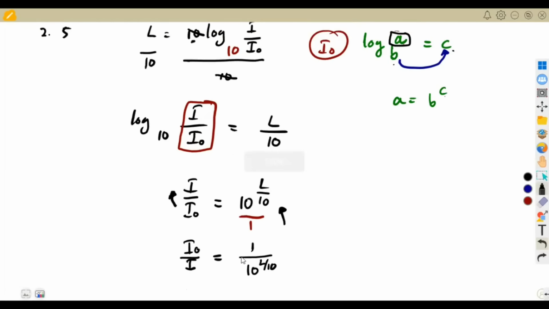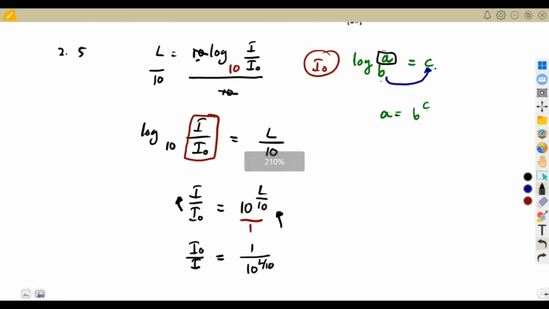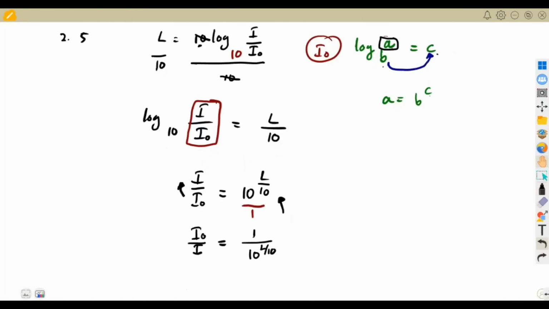So once we have this, it's easier for us to make I naught the subject. We have this in the denominator, so you can remove this just like the part that I was explaining by multiplying by I both sides.